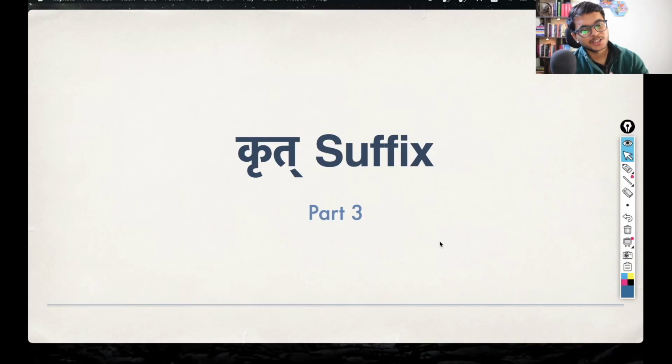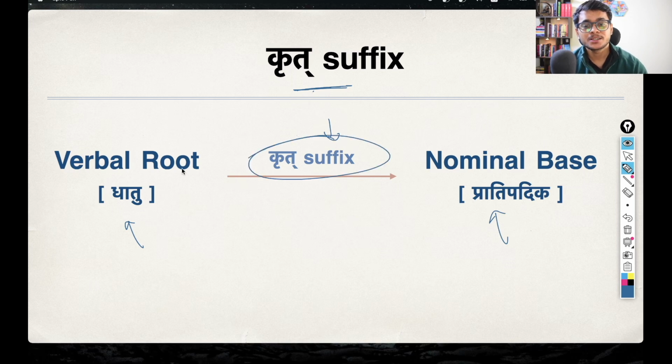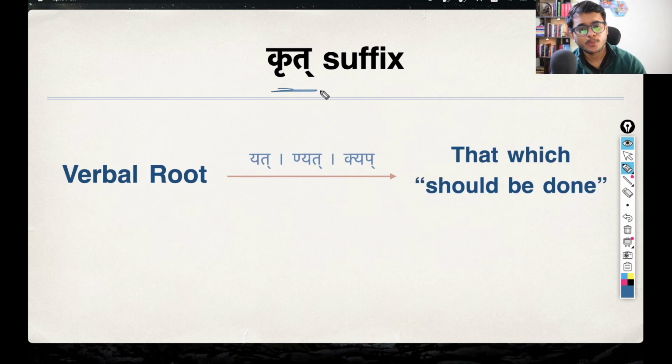So this is essentially the third part of the series on these krit suffixes. As you've already seen in the previous videos, what is a krit suffix? A krit suffix is a kind of suffix which changes a dhatu, a verbal root, into a new pratipadika, a new nominal base. So basically the krit suffixes create a new word out of the verbal roots in Sanskrit. In our current lineup of videos, we are first covering this category, krit suffixes.